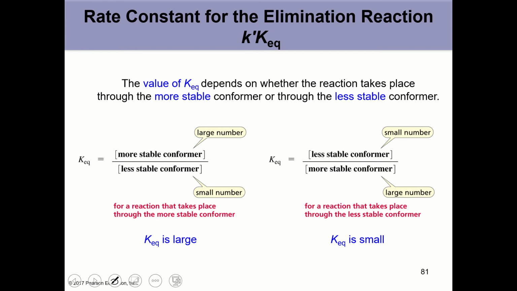So for the reaction that takes place through the more stable conformer, with the product being the more stable conformer, then the rate will be very fast and KEQ will be large. For the reaction that takes place through the less stable conformer, as the product, then the equilibrium will be small and the rate of reaction will be slow.